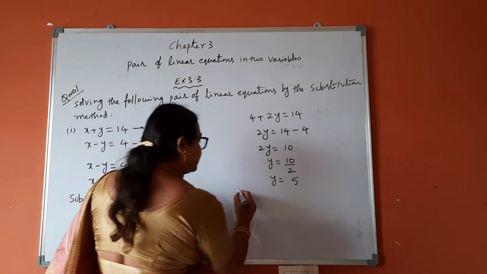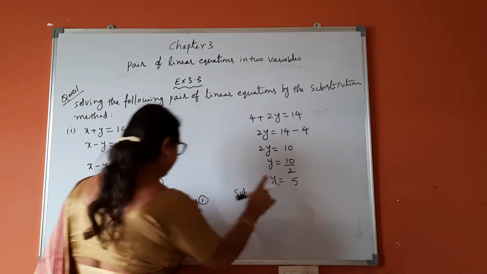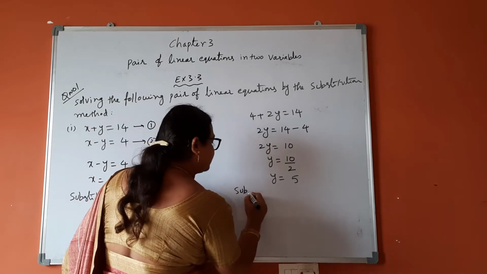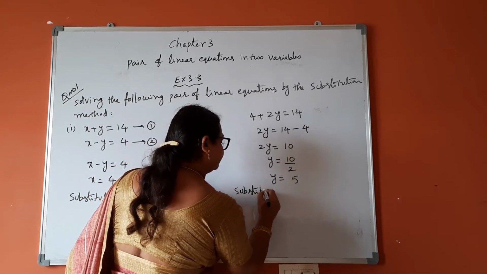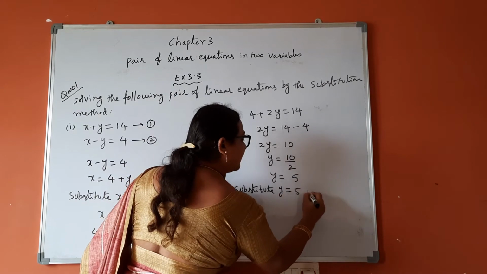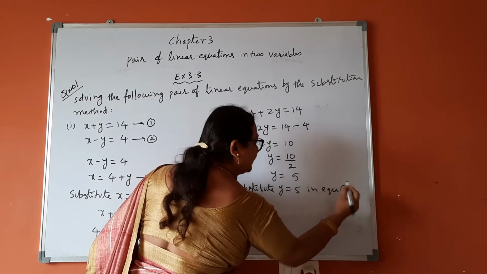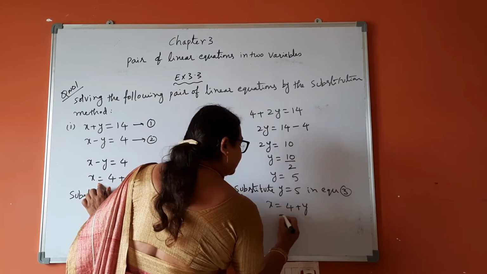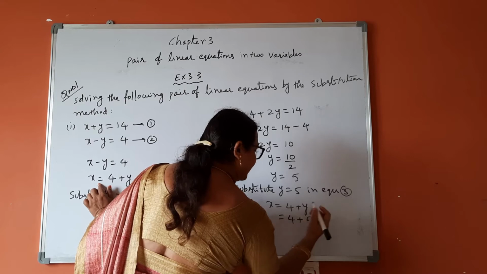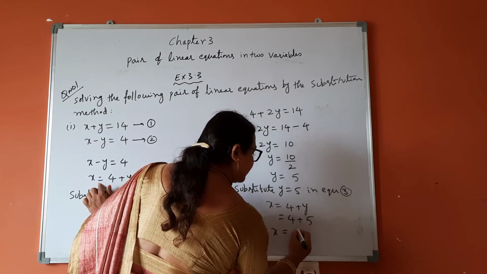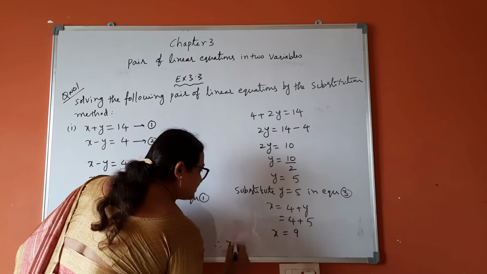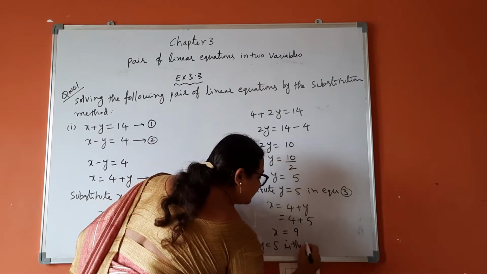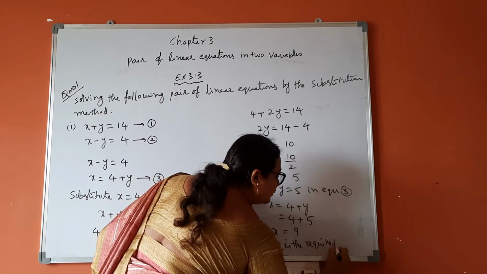Now we will substitute the value of y in equation 3 so that we will get the value of x. Substitute y is equal to 5 in equation 3. What is equation 3? x is equal to 4 plus y. So 4 plus y is 5. So x is equal to 4 plus 5, 9. Therefore, x is equal to 9 and y is equal to 5 is the required solution.